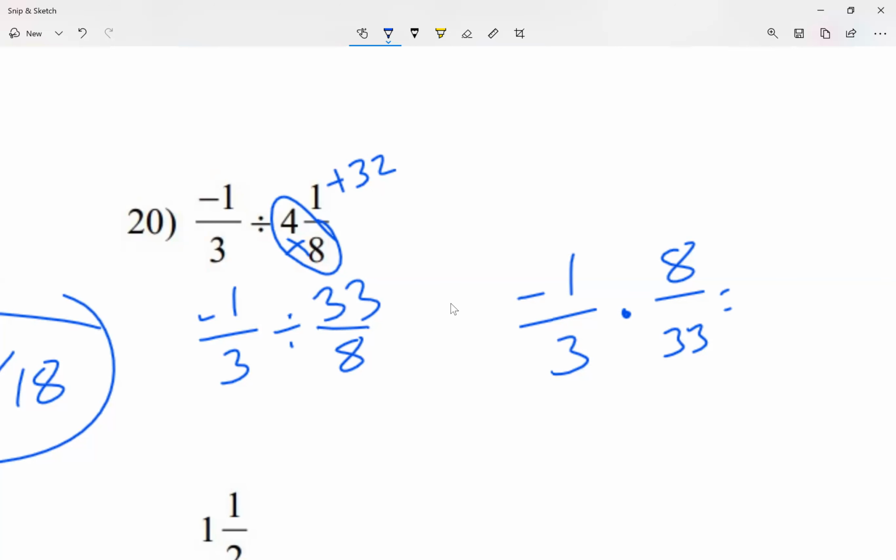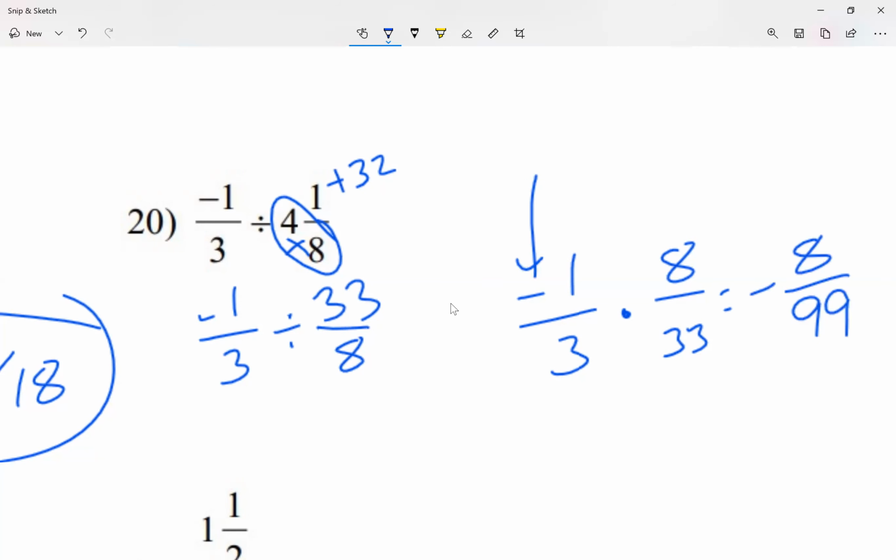I look if I can simplify, if there's a number on the top and the bottom that I can make smaller. I cannot. So let's take a look. On the top, I'm going to multiply 1 times 8. At the bottom, 3 times 33. When it comes to sign, I see one negative sign, so my answer is negative.